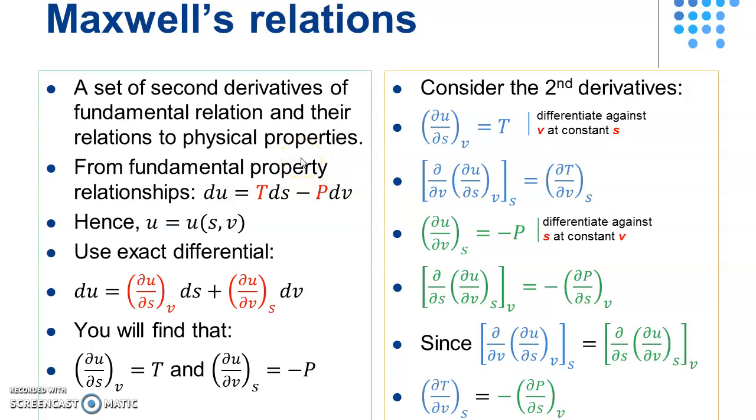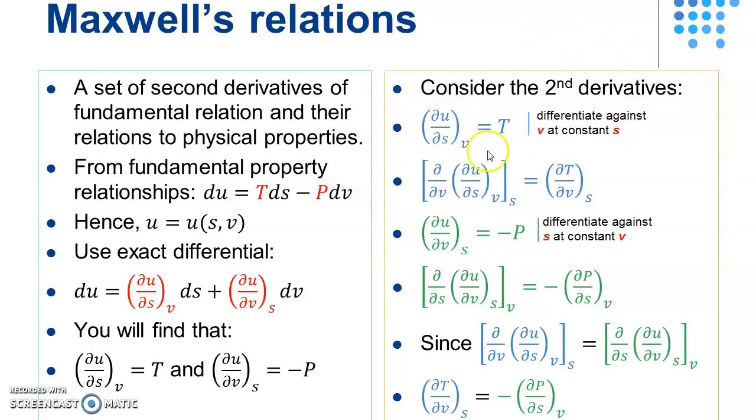So now, what happens if I consider a second derivative? That means, in this first case, I differentiate against V at constant S. Please change, there were mistakes in your notes because these two were interchanged, so please change it again back to whatever that is shown here. So, you start with partial U over partial S at constant V equals to T. If I differentiate this whole term against V at constant S, what do I have?